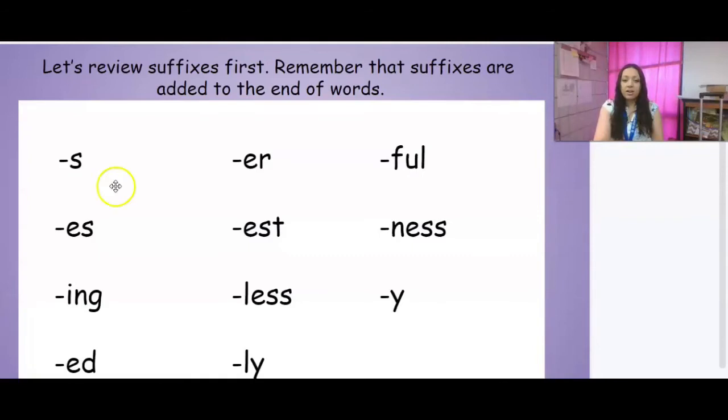So here are the suffixes that we learned about this year. We learned about S, ES. Remember, ES means the same thing as adding S, which is more than one. It's just that the ES helps us pronounce some of those words that end with that hissing sound, so it makes it easier for us to pronounce. Then we have suffix ing, suffix ed, suffix er, suffix est, suffix less, suffix ly, suffix ful, or you can say suffix full, suffix ness, and then suffix y.